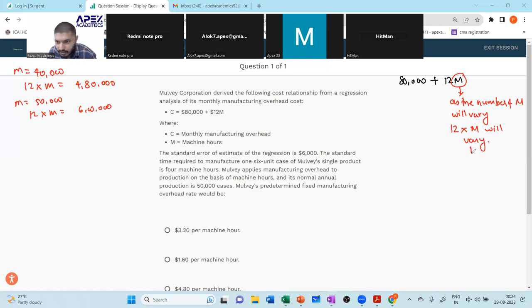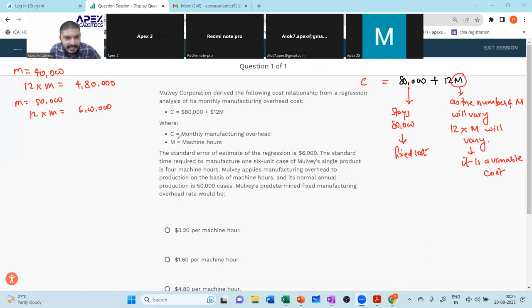So this clearly shows that it is a variable cost, whereas this stays 80,000. This clearly shows that this is a fixed cost. Are there any doubts in what I just wrote here? Yes or no, please tell me. Is it clear to all? They are saying this is monthly manufacturing. Okay.